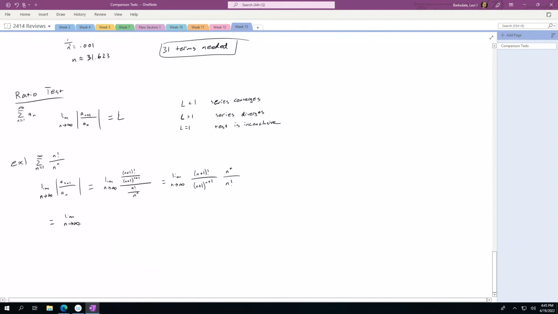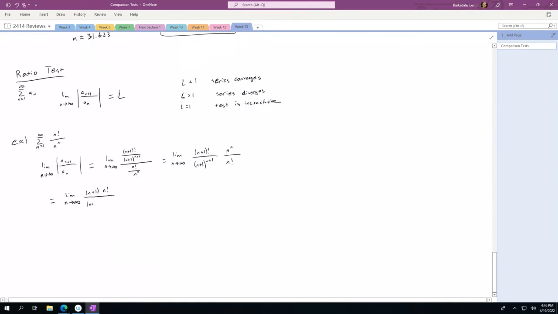Now, one of my properties of factorials is I can write my n plus 1 factorial, that's n plus 1 times n minus 1, all the way down to 1. So I can actually write it as n plus 1 times n factorial. Similarly, I'm just going to pull out a single n plus 1 from this, so it's n plus 1 times n plus 1 to the n. And then I still have multiplied by my n to the n over n factorial.